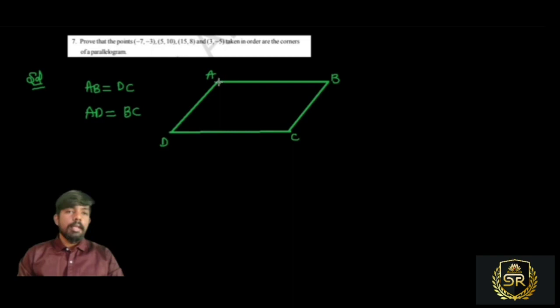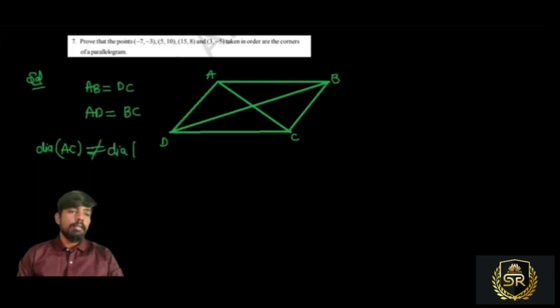And diagonals are not equal. This diagonal and this diagonal are both not equal. The diagonal AC is not equal to the diagonal BD. Now here AB is equal to DC. AB and DC are parallel lines, that's the reason both are equal. AB and DC are equal, AD and BC are equal, and diagonals are not equal. If we prove this, we can automatically prove this is a parallelogram.